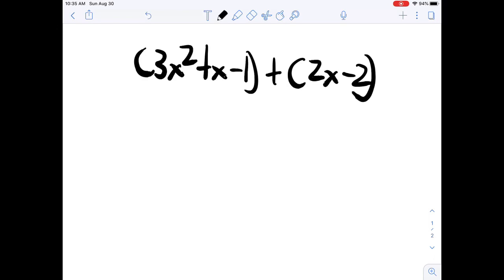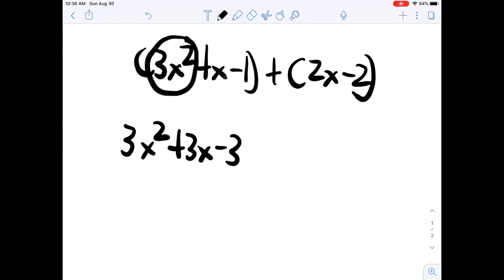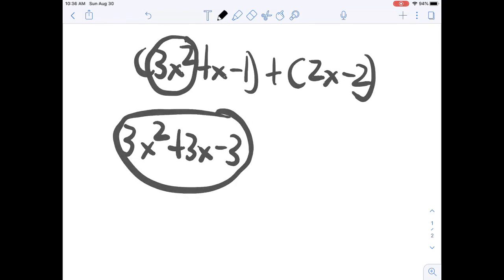Let's say we have to add these two polynomials together: 3x squared plus x minus 1 and 2x minus 2. So 3x squared, there's no other term that's similar in the sense that it also has x raised to the power of 2. So there's no other like term for 3x squared. So we're just going to leave that as it is and go ahead and collect all the other like terms. So 3x squared plus 3x minus 3.